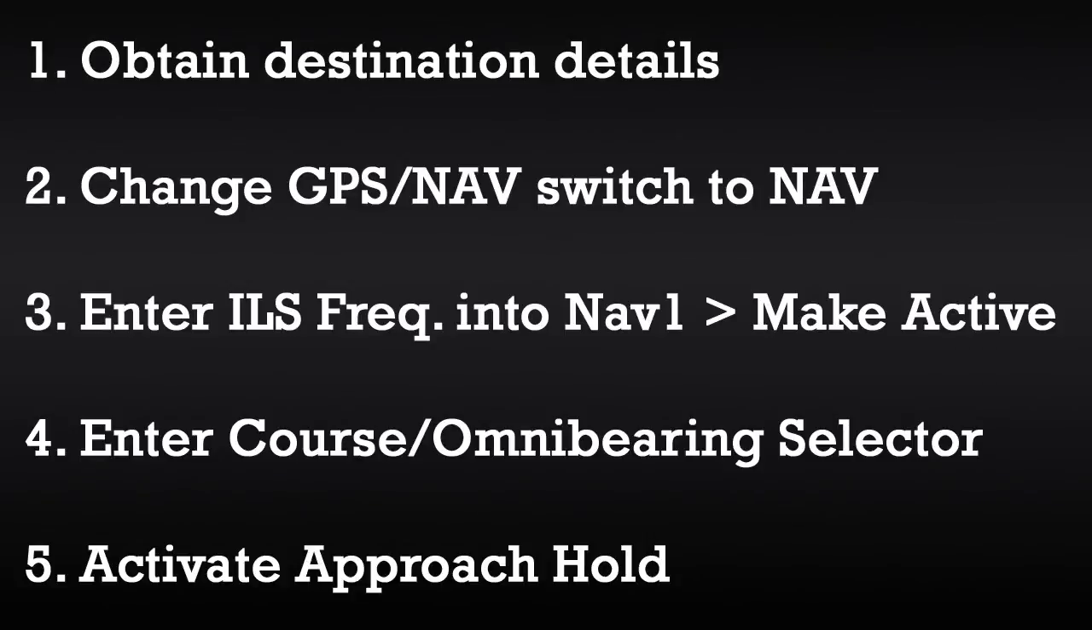So just to recap those five simple steps to do the landing. Number 1, get the details of the airport and the runway that you want to land at. Step 2, change the navigation switch and set that to nav. Step 3, put the ILS frequency into the nav1 radio and make it the active frequency. Step 4, put the runway heading into either the autopilot course or the Omni bearing selector. And step 5, hit the approach hold switch on the autopilot. And that's all there is to it.